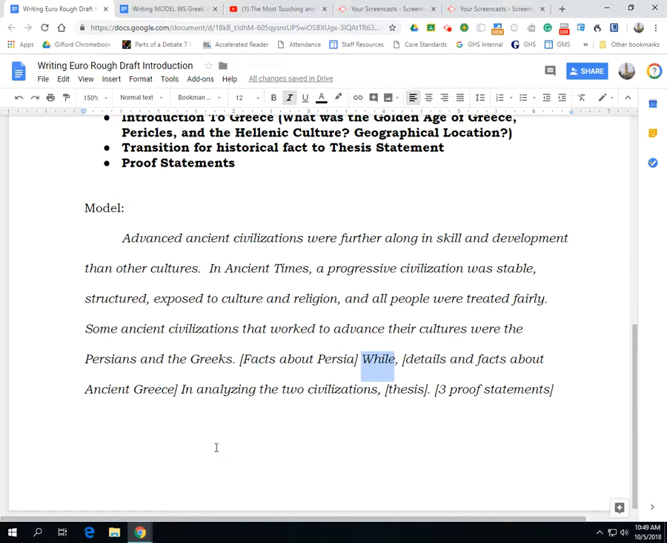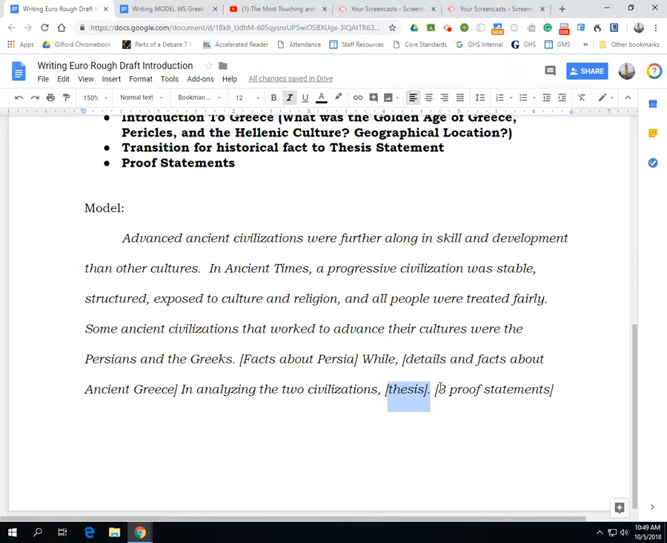Okay. Then, once I have completed that, this is probably going to make up about 6 to 7 sentences, which will make your introduction a little longer. So bear in mind that mine looks really short because I'm not going to put all the facts in. That's the part that I'm going to ask you to do. Then I would transition to my thesis. I would say, "In analyzing the two civilizations," comma, and then I would give my thesis statement: Persia was a more advanced civilization than Greece, or Greece was a more advanced civilization than Persia.